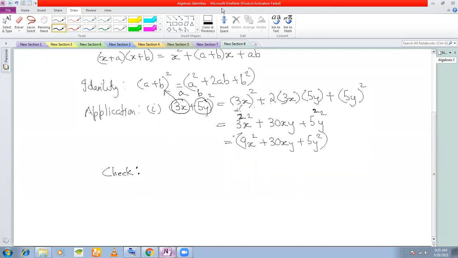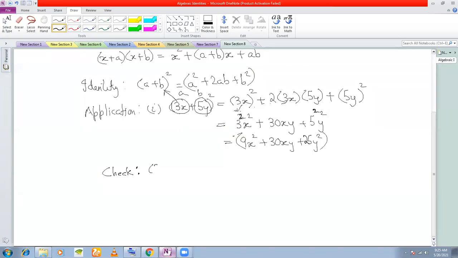Sir, you have written the answer 5y square, but above it is written 5 square y square. So where is that one more square? Oh, this is 25y square. I forgot to write the 2. Okay. So now it's okay.